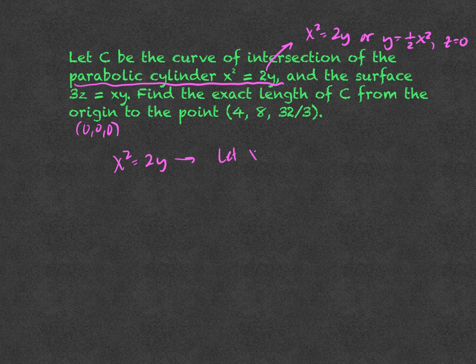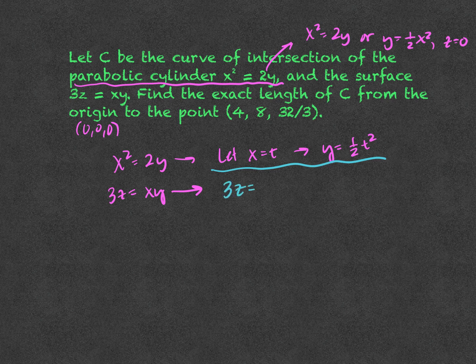Now, I'm going to let x equal t. When I do, then I can say that y equals 1/2 t squared. So you can see our nice parametric equation here. Now, C also lies on the surface 3z equals xy. Since we have 3z equals xy, let's change this to parametric equations as well. But you can't just define new variables now. We're going to use the ones we used above so it carries some continuity. So we're going to say 3z equals x, which is t, times y, which is 1/2 t squared. So this means that 3z equals 1/2 t to the third.